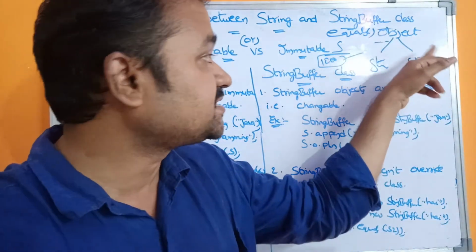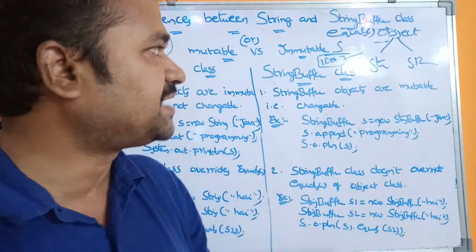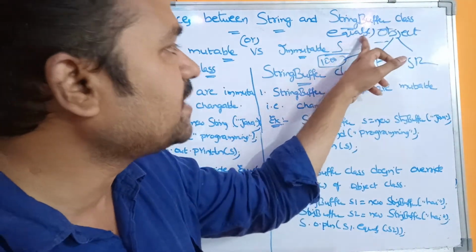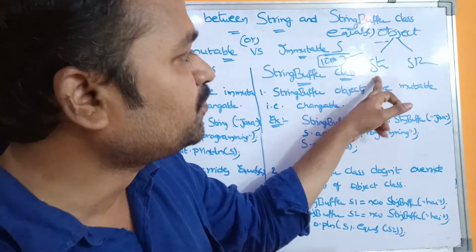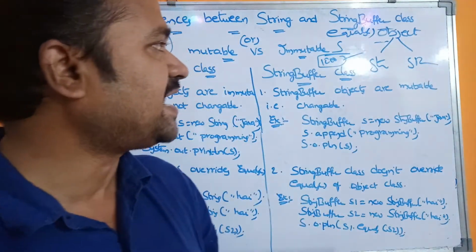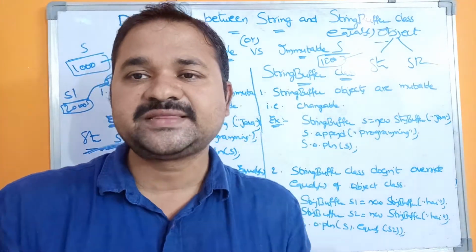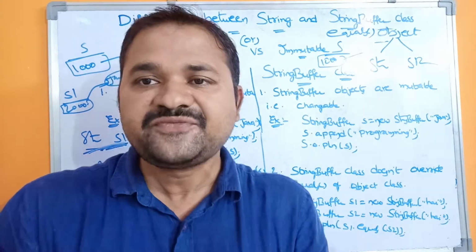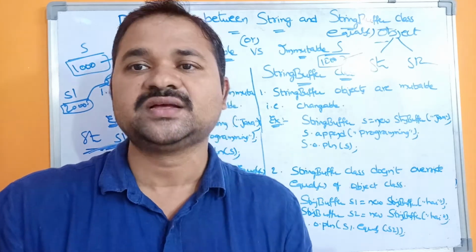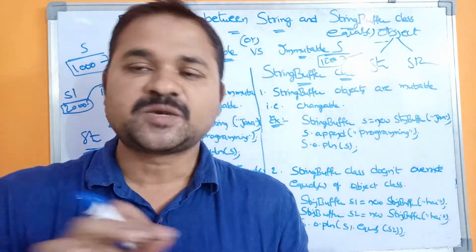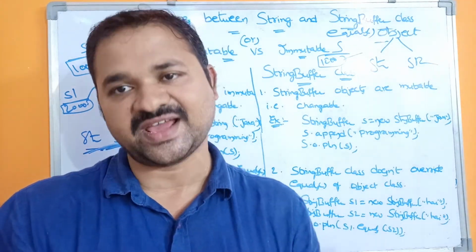So here the point is, the String and StringBuffer classes are inherited from the Object class. The Object class contains a method called equals. So that equals method is available in both the String class as well as the StringBuffer class. So what is the duty of the equals method? The equals method checks whether two references are the same or not. If those two references are equal, then it returns true. If the two references are not equal, then it returns false.